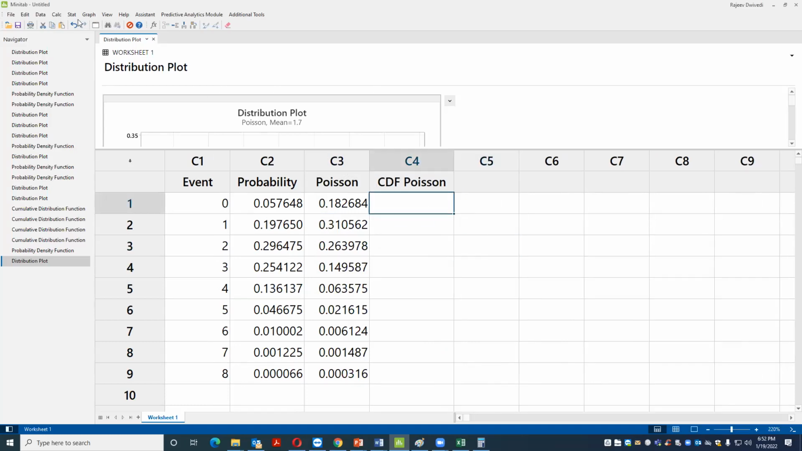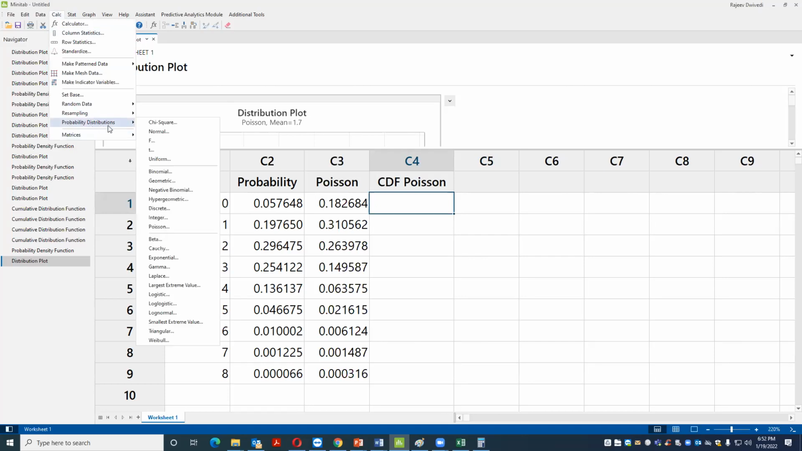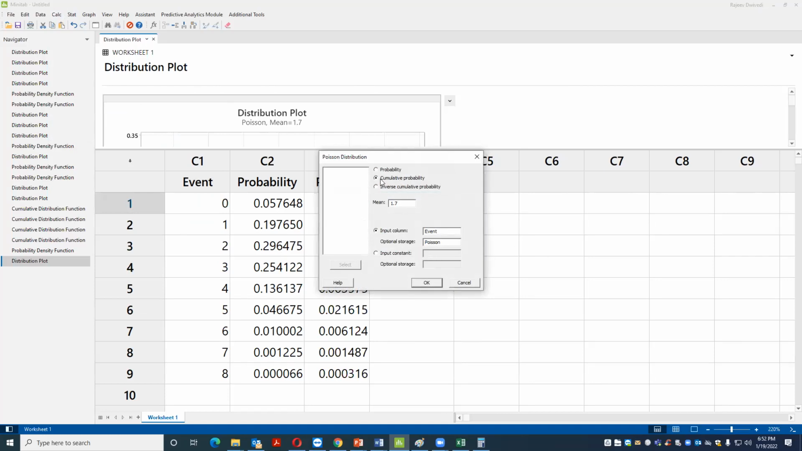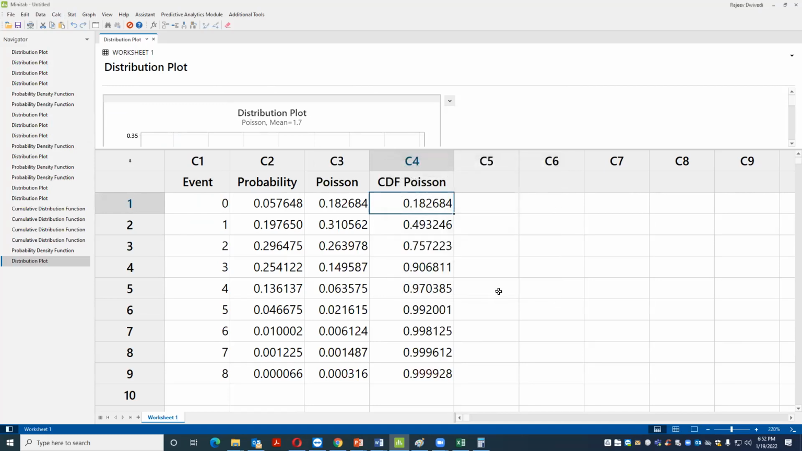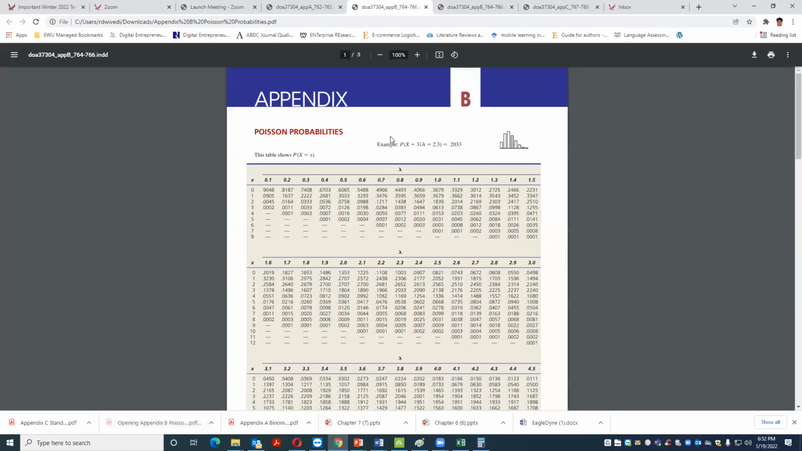So exactly I do, calculate probability distribution, Poisson, and I change only this, and instead of this, I just do this. Okay, now you can see this is a CDF, adding up to 100. So if I put one more, this is CDF. Now look, I'm going to share with you, this is the situation. Can you see my distribution table?